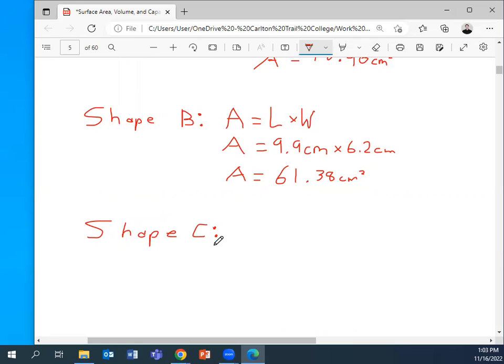So shape C, what shape is that? It's a triangle, so I'm going to go half times. Yeah, so the formula for a triangle is 1/2 times base times height. Cool. So what do we need in order to calculate this? What two measurements? The base and the height.